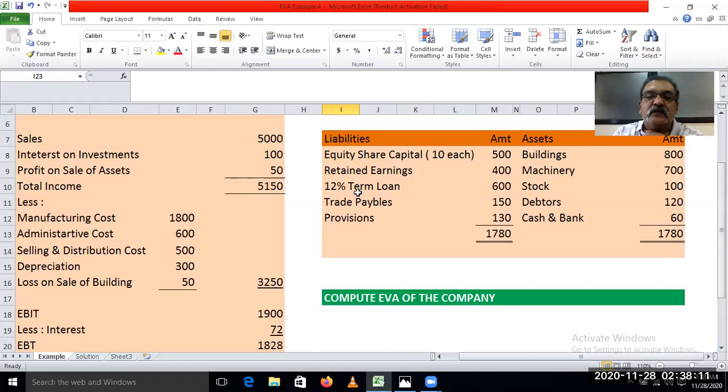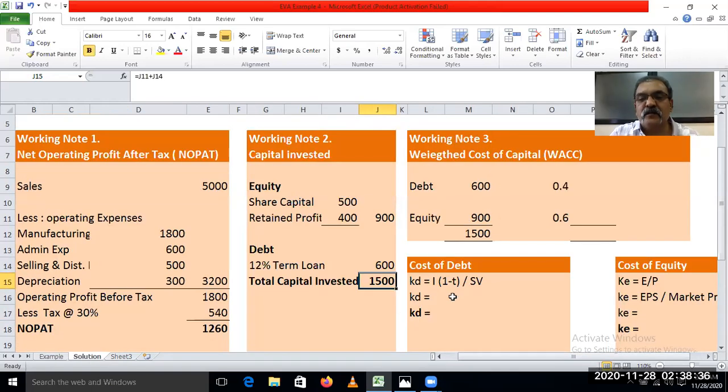Also you can cross check. In the balance sheet, the term loan is given as rupees 600. The interest rate is 12%. 12% of 600 comes to 72. Now you can calculate the amount of interest and then the cost of debt, or directly with the help of this interest rate you can also find out the cost of debt. So we will try with the amount of interest. The amount of interest is 72.